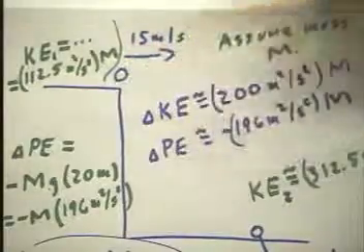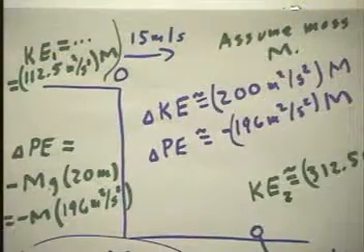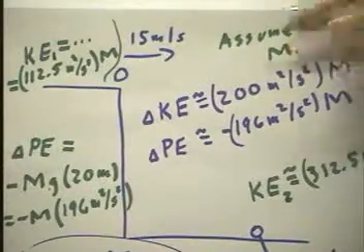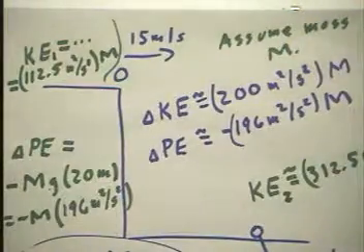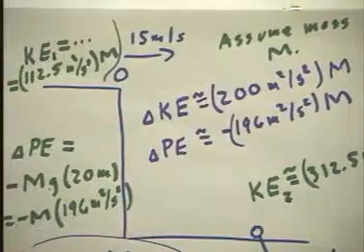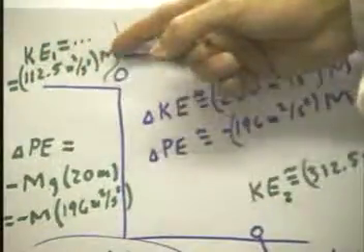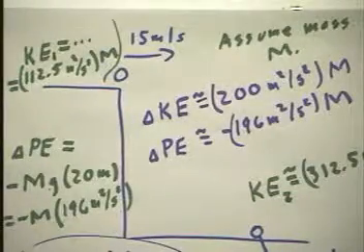Now, the kinetic energy here is easily found from 1/2 mv squared. If we assume that the ball has a mass capital M, it really doesn't matter what the mass of the ball is, so we're going to call it capital M. And we're going to get 112.5 meters squared per second squared times M.